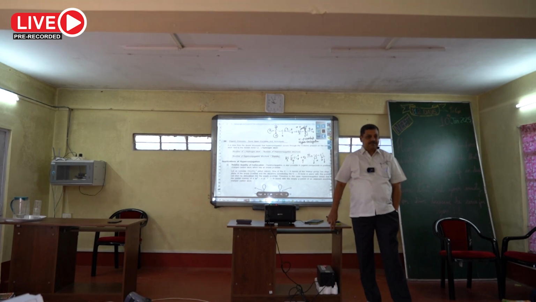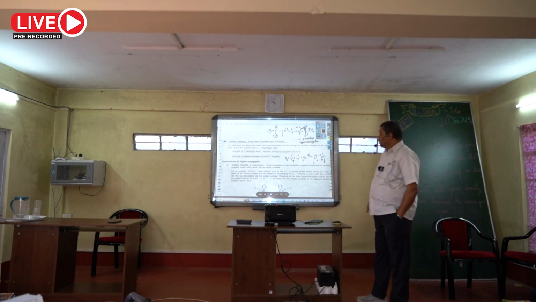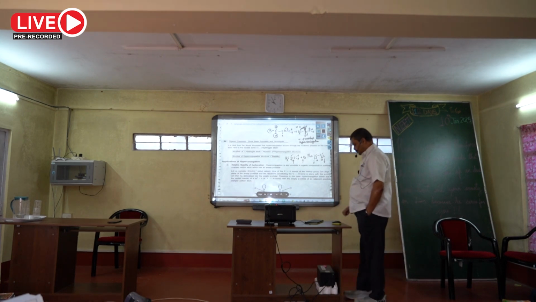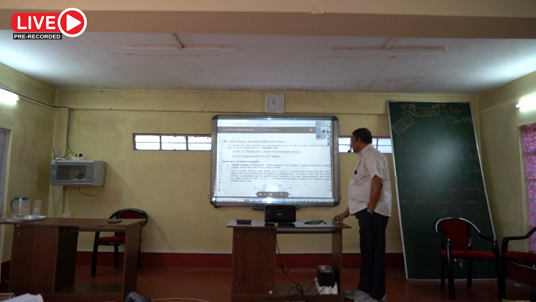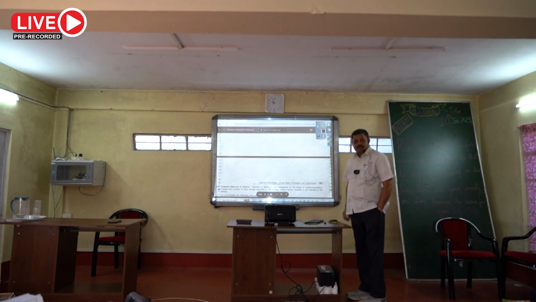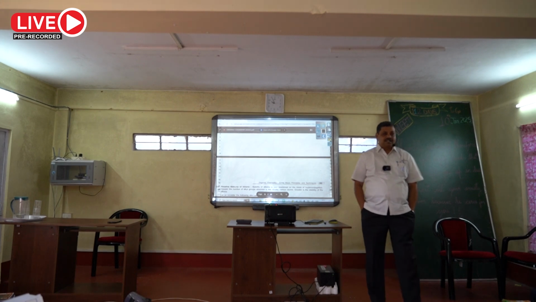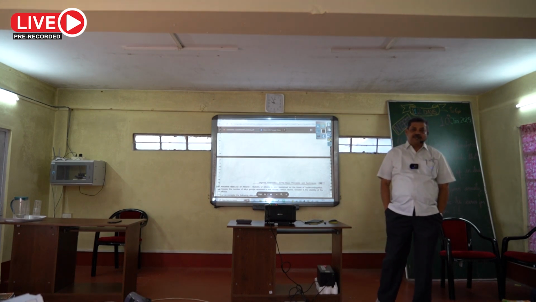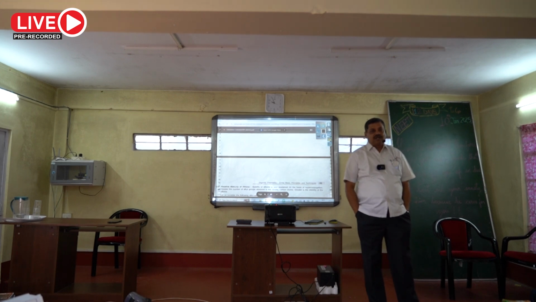Clear? Any doubt? Okay. Now, so far nobody asked a doubt. You have to ask me a doubt. Why is 1,1 disubstituted more stable than cis or trans, that is, when compared to 1,2 disubstitution, why is 1,1 more stable? That is one question.